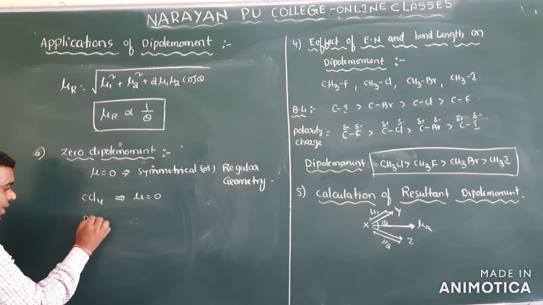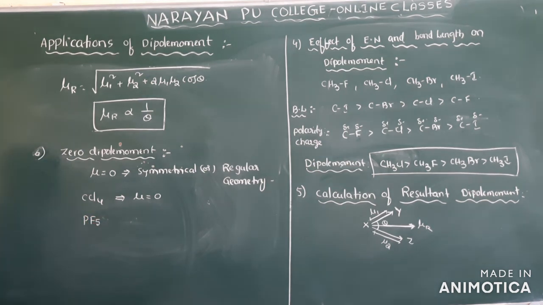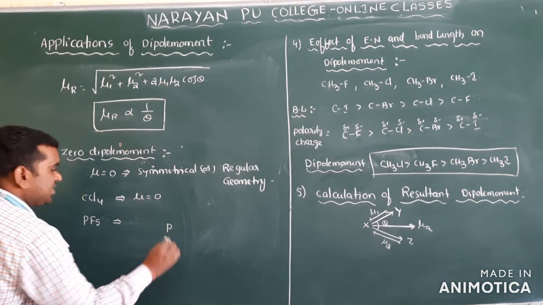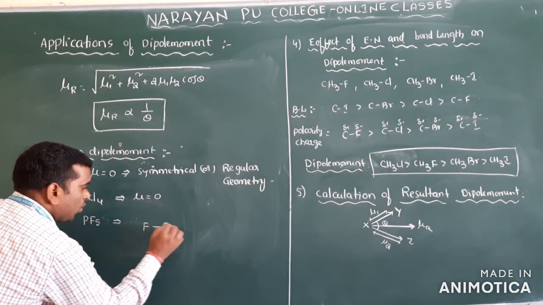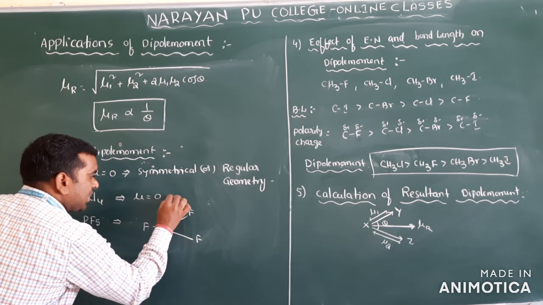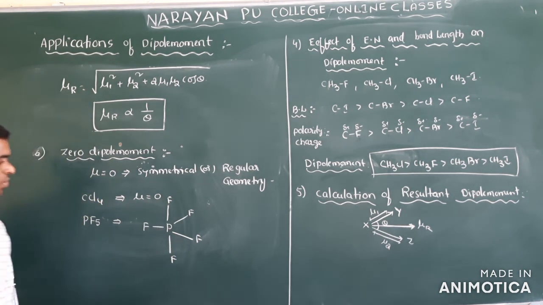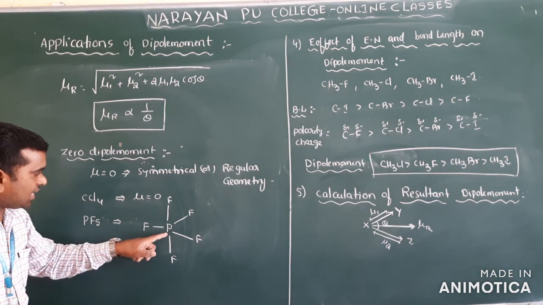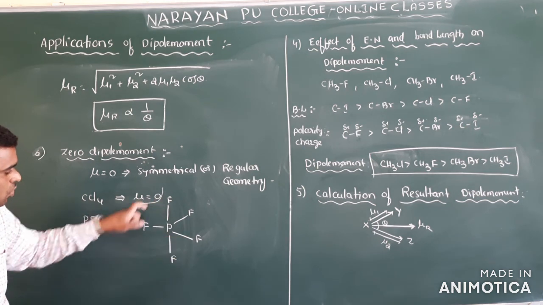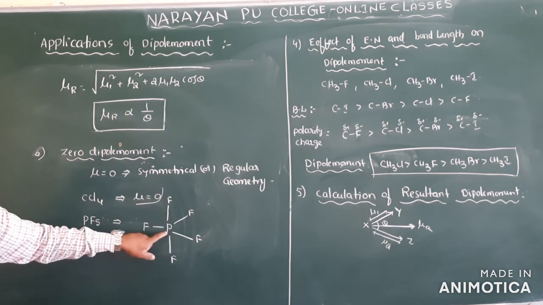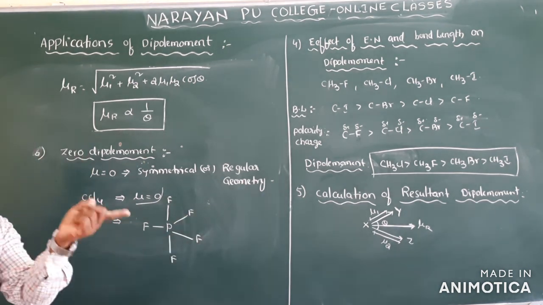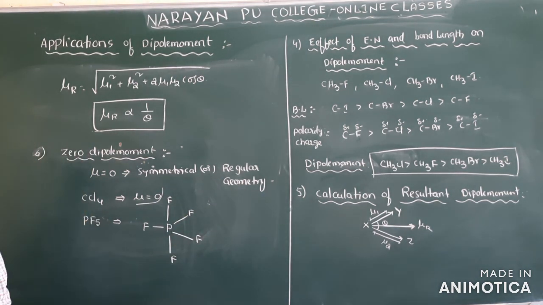And if I take PF5, what is its structure? Phosphorus is there, with fluorines around it, and the shape is trigonal bipyramidal. Clear? You see, to the central atom, all the surrounding atoms are the same. Is there any lone pair on the central atom? No. So this molecule will have regular geometry, and molecules with regular geometry will have zero dipole moment.